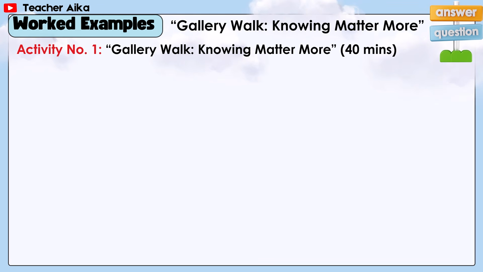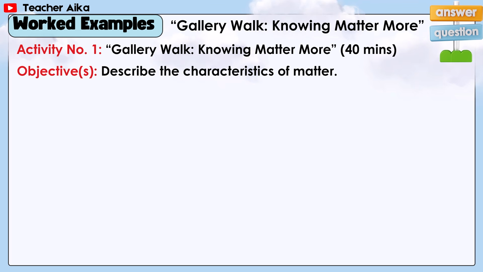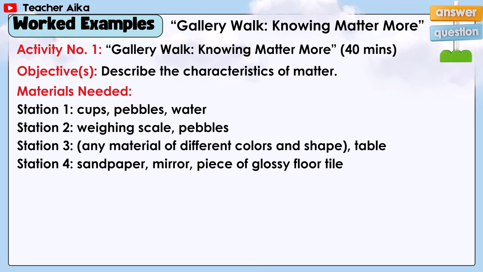Worked examples. Activity number 1, gallery walk, knowing matter more. Objective, describe the characteristics of matter. Materials needed, Station 1, cups, pebbles, water. Station 2, weighing scale, pebbles. Station 3, any material of different colors and shape, like table.